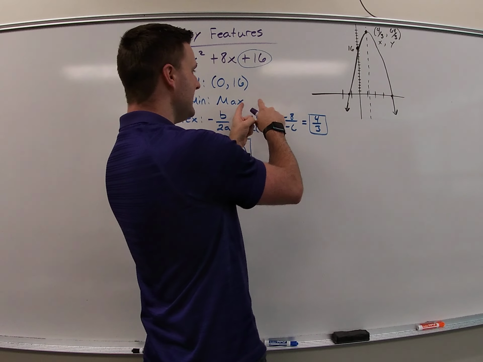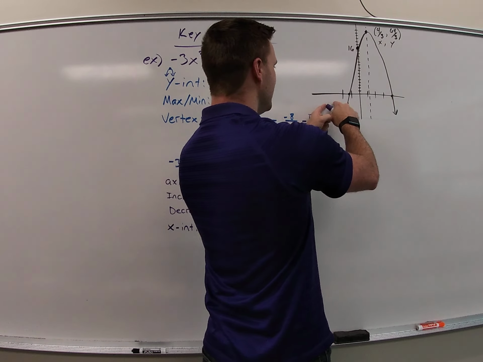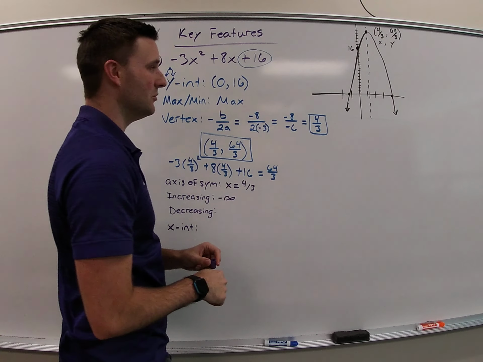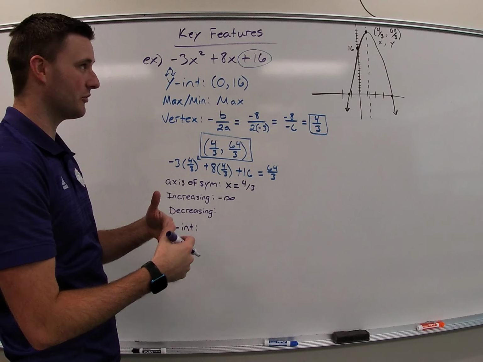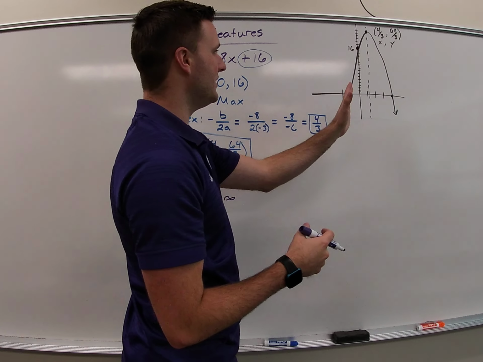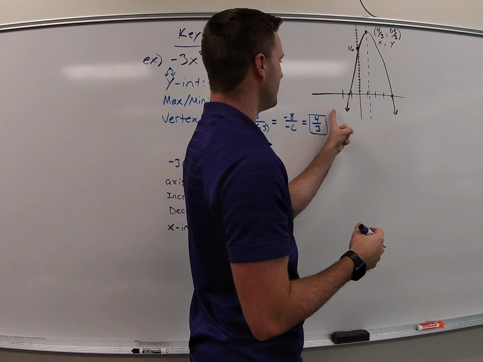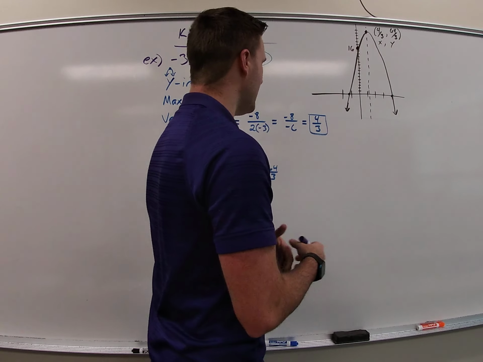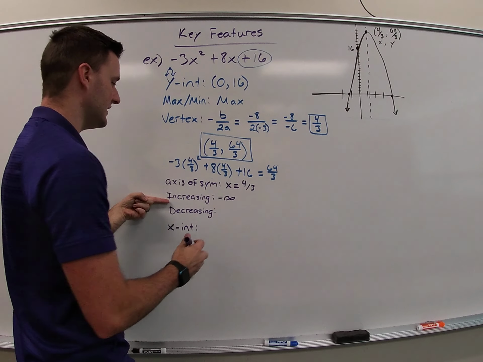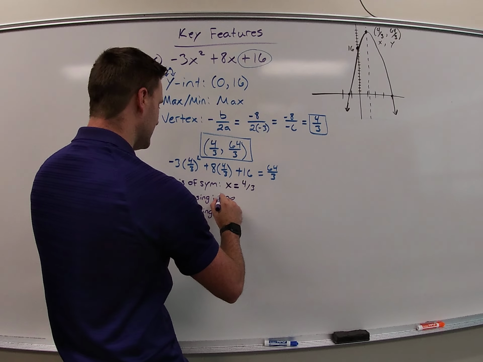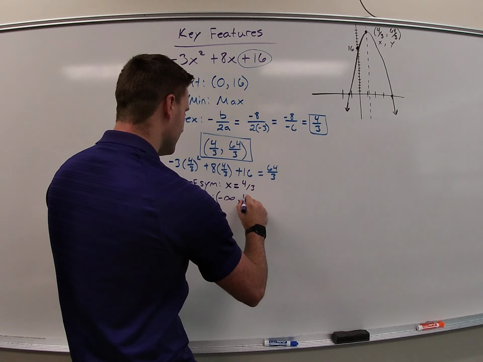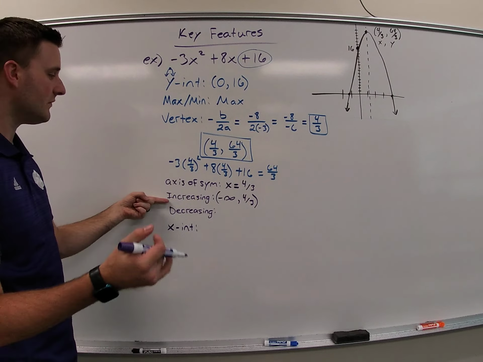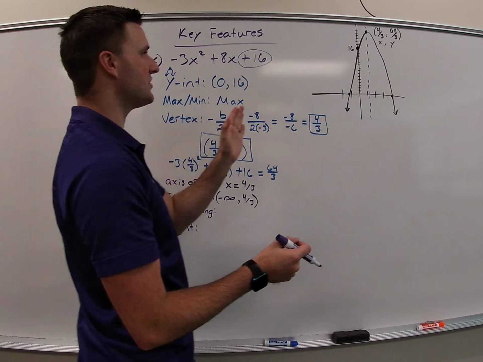And so from negative infinity on my x-axis all the way to where this changes direction, which is 4 over 3, all the way to 4/3, what is this graph doing as I go from left to right? Well, it's increasing. So from negative infinity all the way to 4/3, my graph is increasing. So under increasing, I'm going to say from negative infinity all the way to 4/3. We are increasing.